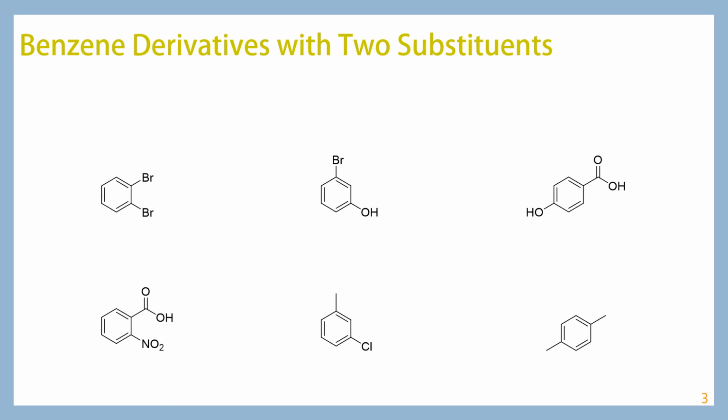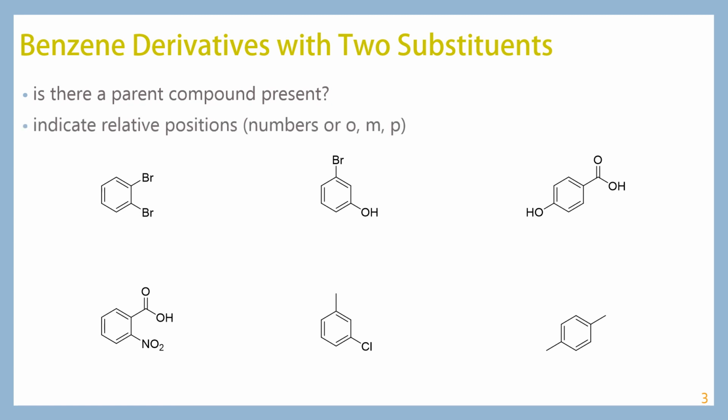When you have two substituents, the process is not much more complicated. You just have to double check something first. So the first question is, is there a parent compound present? If not, you don't have to worry about it, but if there is, you're going to have to indicate that. And then you need to indicate the relative positions of your substituents using numbers, or we have a new method of naming called ortho, meta, and para.